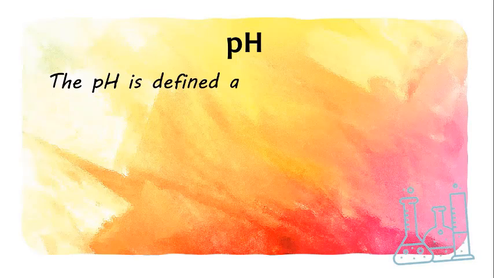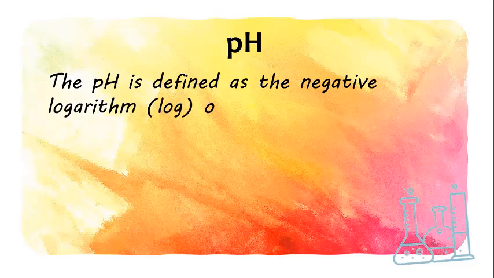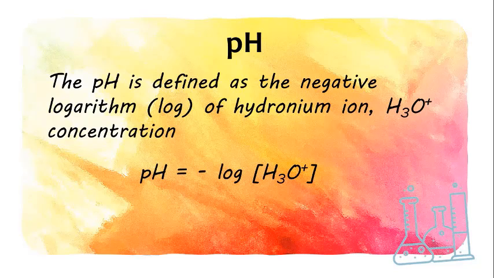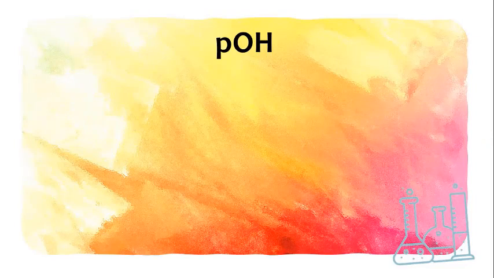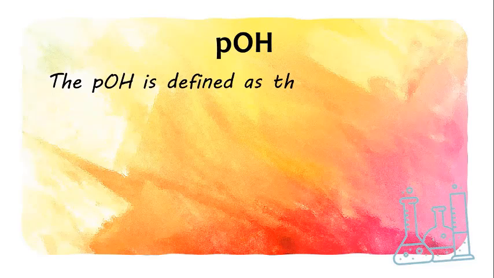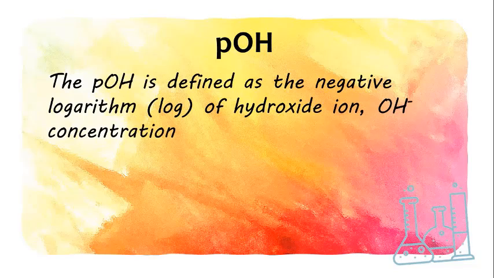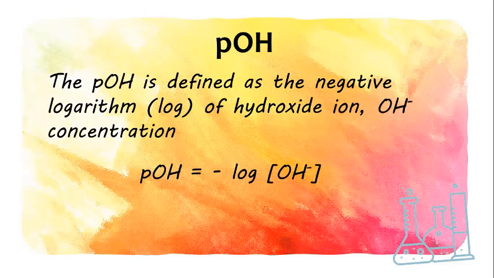pH. The pH is defined as the negative logarithm of hydronium ion concentration. The formula is written as pH equals negative log concentration of hydronium ion, or concentration of proton. pOH. The pOH is defined as the negative logarithm of hydroxide ion concentration. The formula is written as pOH equals negative log concentration of hydroxide ion.